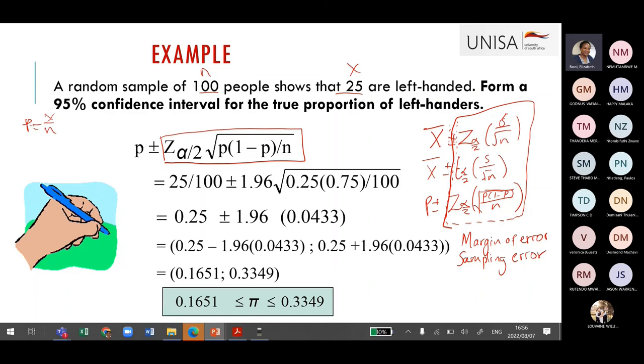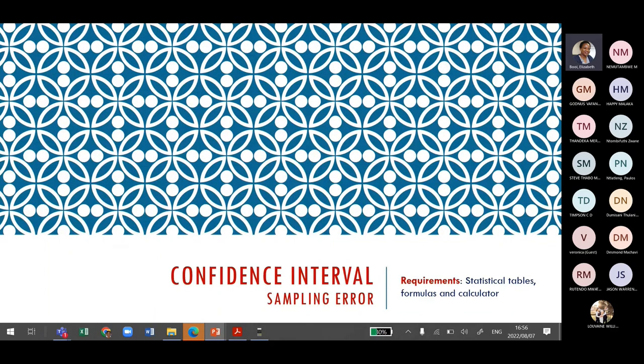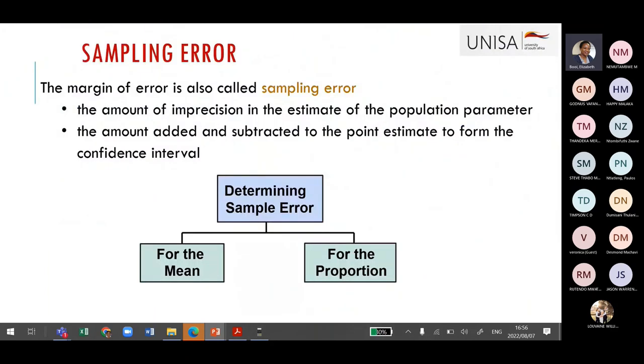Just find the Z, find the critical value and multiply the critical value with the standard error. That's what this is all about. So the margin of error is also called the sampling error. It is the amount of imprecision in the estimate of the population parameter, or we can say it is the amount that is added or subtracted, because remember we do plus or minus, to the point estimate to form a confidence interval. And we can do it for the mean or for the proportion.